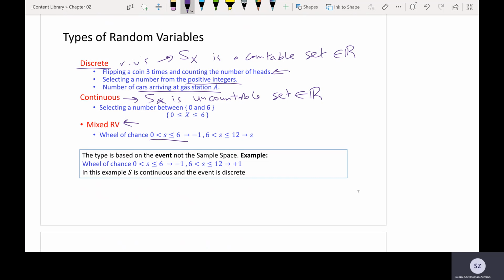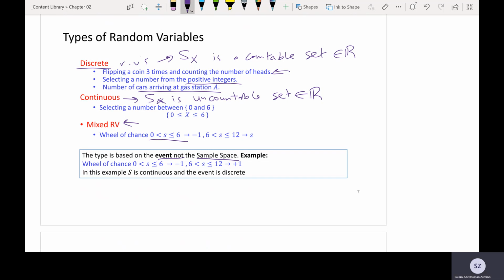For example, selecting a number from 1 to 2. So basically, in this case, we get a mixed random variable. The type is based on the event, not the sample space. So the sample space is not what decides the random variable type. If the sample space is continuous, you can still create a discrete random variable.